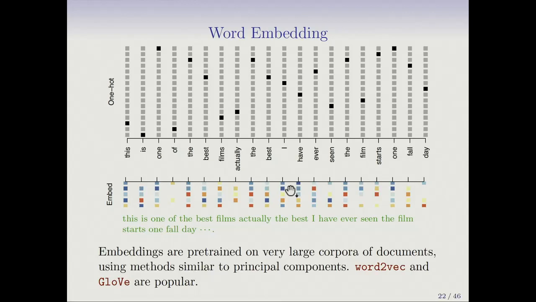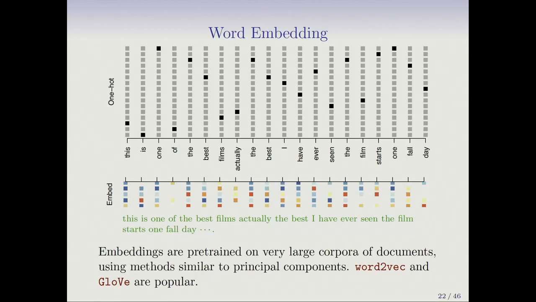Here's the word embedding, and you can see it's a much smaller set of numbers. And they're not just zeros and ones, they're real numbers. So we've depicted them as colors, maybe a heat map of colors that goes from blue, which is cold, to red, which is hot, with yellows and oranges in between. And now, where do we get this word embedding from? Instead of having this one-hot coding, we can use these numbers instead. Well, these word embeddings are pre-trained on very large corpora of documents, and they use methods similar to principal components to come up with this lower dimensional representation.